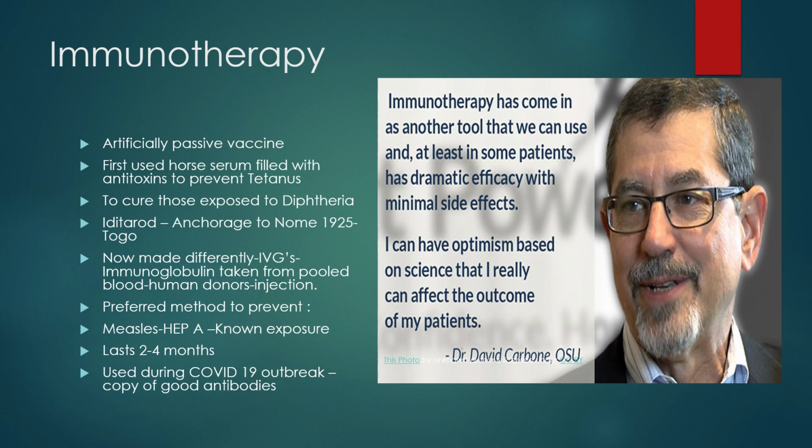Next, we have immunotherapy. Immunotherapy is artificially passive vaccines. They were first used in horse serum filled with antitoxins to prevent tetanus. They were also used to cure those exposed to diphtheria.